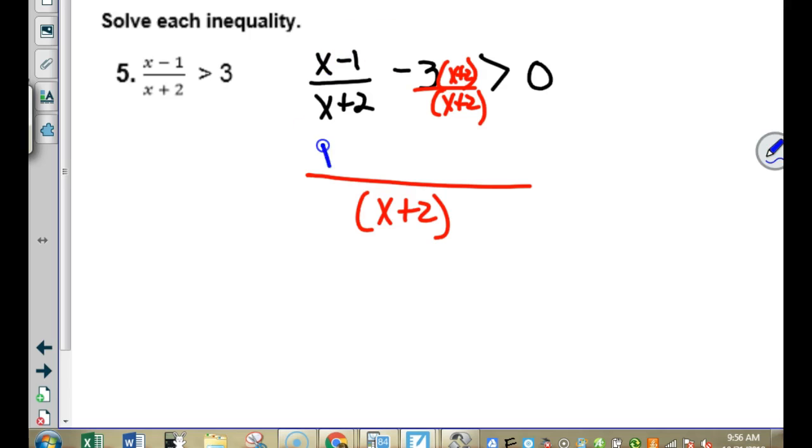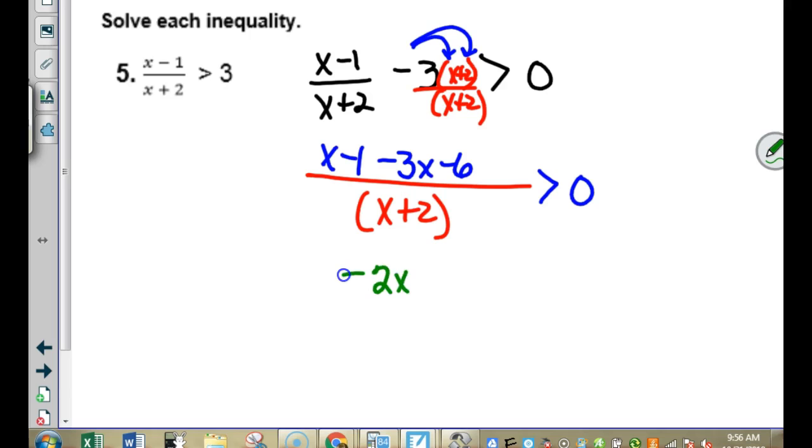Up top here, I'll have an x minus 1. Be careful what happens back here, though. Negative 3x minus 6. Yeah, we're distributing that as a negative 3. All right. So the top simplifies to what? Negative 2x minus 7 over x plus 2. All right, so we only have 2 critical values this time. What are the 2 critical values?